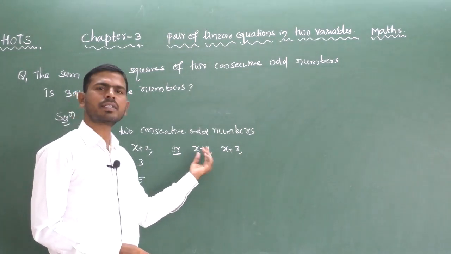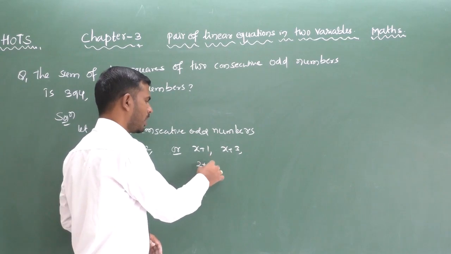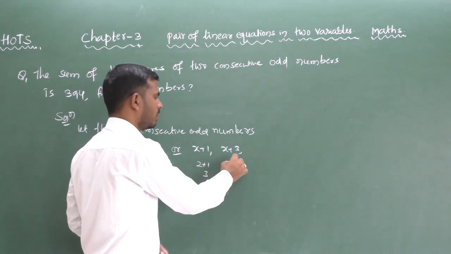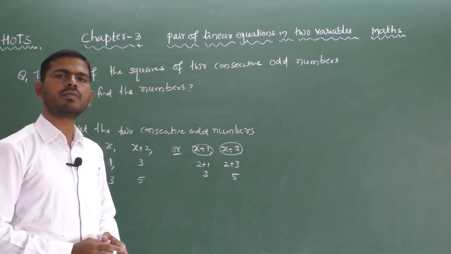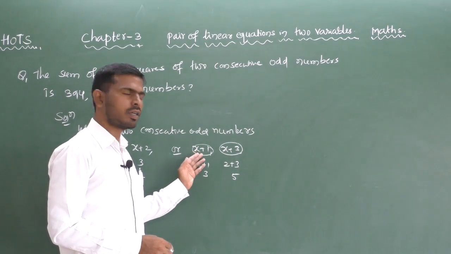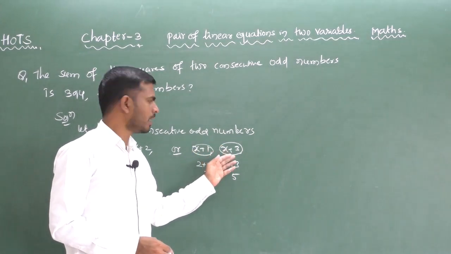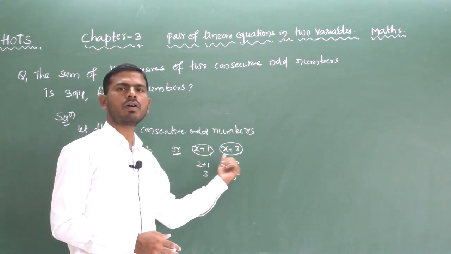Suppose you add 1, it becomes odd only. Suppose you take x is 2, plus 1, 3. X is 2, plus 3, 5. So this type of selection you want to do. Here x plus 1 is the first odd number, second one is x plus 3, next third one is x plus 5. So these are the consecutive odd numbers.